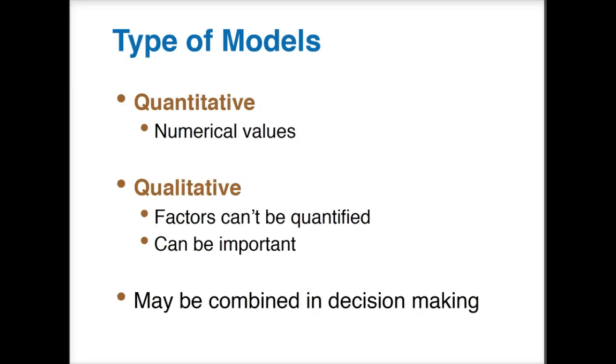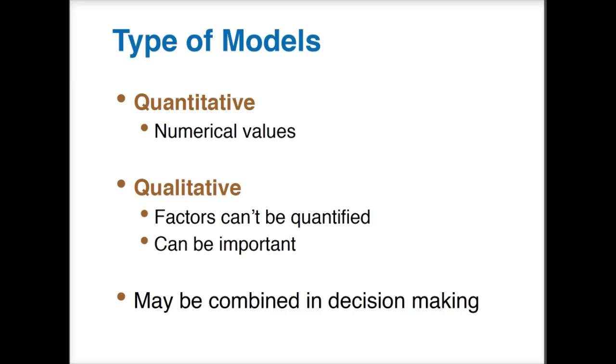Now, we also have models that are quantitative as well as qualitative. Quantitative models are just ones that are numbers heavy, whereas qualitative models aren't necessarily filled with a lot of numbers, okay? But those models are still important, okay? And they're still important because they have factors in them that can't be quantified. So, just to give you an example.